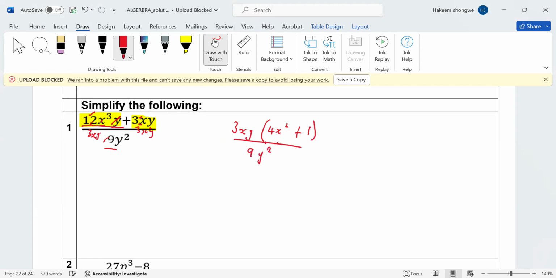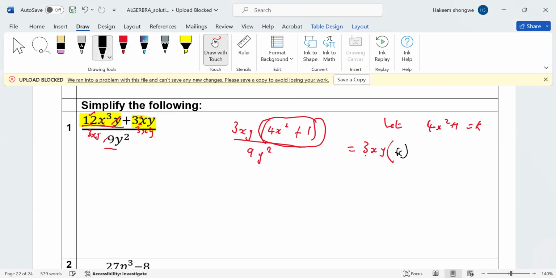All over 9y squared. Now, look at this thing here. It's confusing for learners to realize, but this is one thing here. If it's confusing, let whatever is inside your bracket be k. Let 4x squared plus 1 be equal to k. So that you will look at it this way. Then I'm going to have 3xy multiplied by, I'm going to put it with a different color so that you remember, multiplied by k.